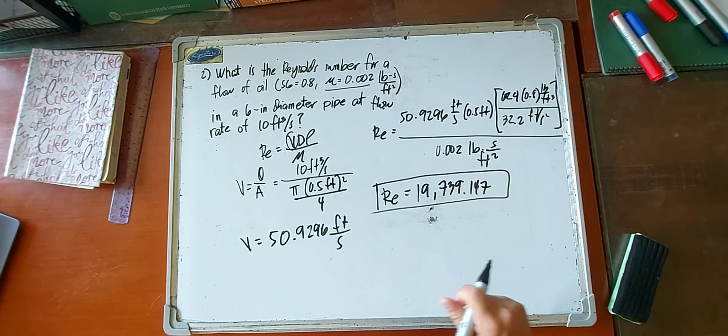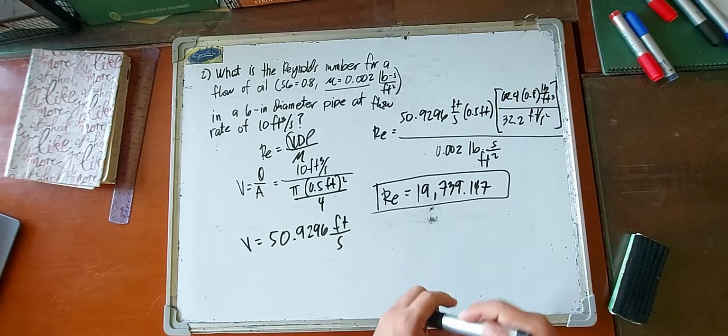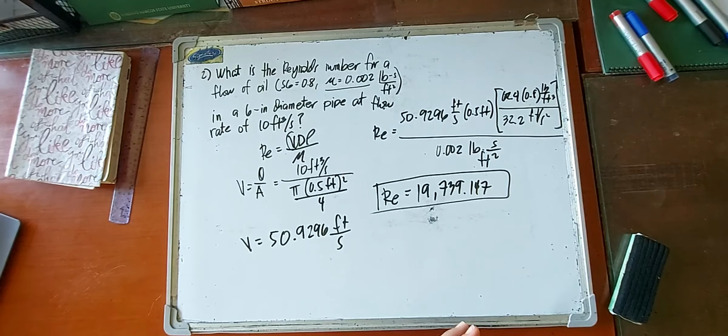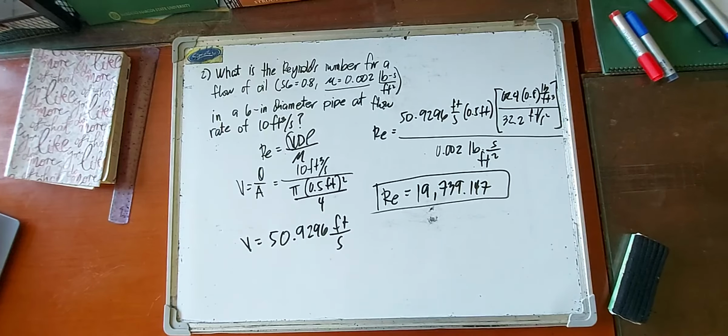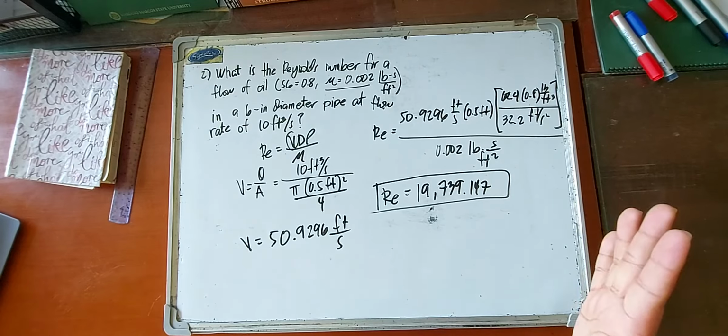Okay, so that's the Reynolds number. Anyway, the problem is not asking us to classify whether the flow is laminar or turbulent, but the flow is turbulent obviously because it's greater than 2,000. So that's it, and then we will continue with the rest of the problems in another video.